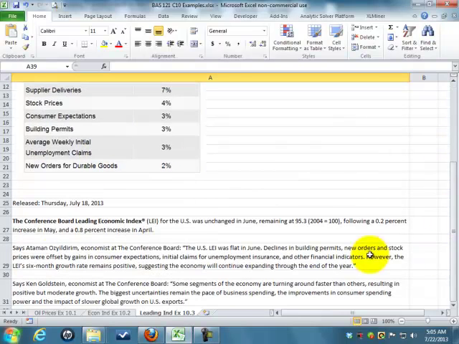And what happens, now here's the release from the Conference Board. The Conference Board puts out lots of economics information. The most famous one is the leading economic indicators. But here's a release from July 18th, 2013. You can see the U.S. Leading Economic Index was unchanged, remaining at 95.3. So it's indexed to the year 2004, which is 100. So it's a little worse than where we were in 2004.